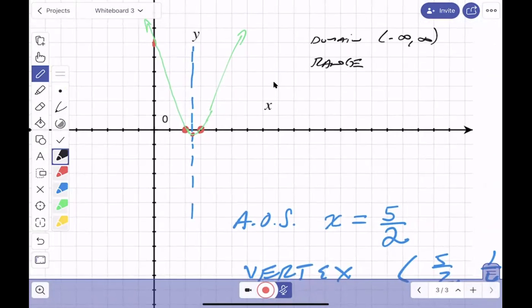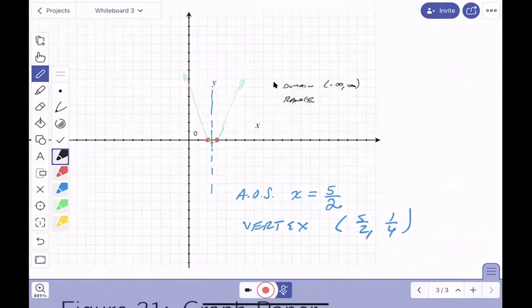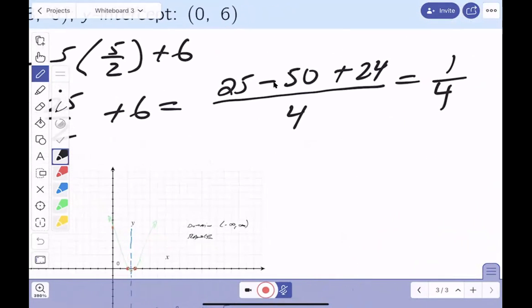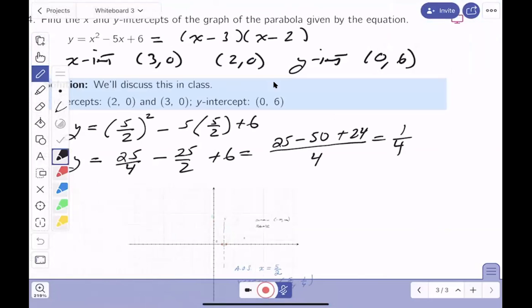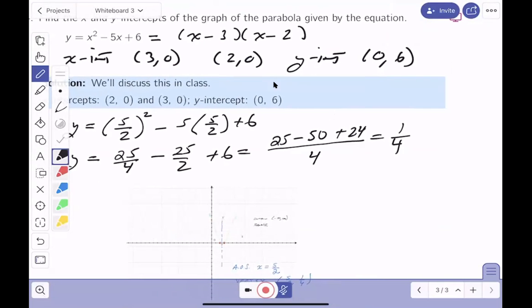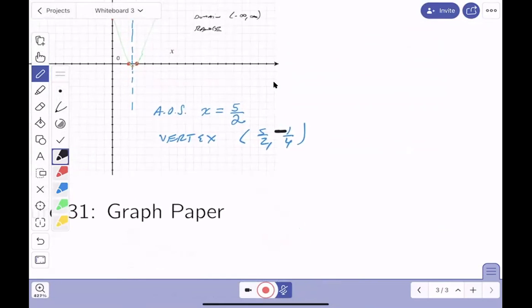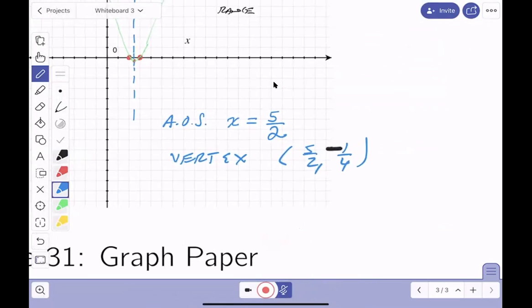And what's the lowest point it could take on is, you know what? I think I made a mistake in the arithmetic. Let me see if I made a mistake somewhere. Yeah, I see it now. It's minus 1/4. Sorry about that. And I do apologize for that. Let me get my eraser out.